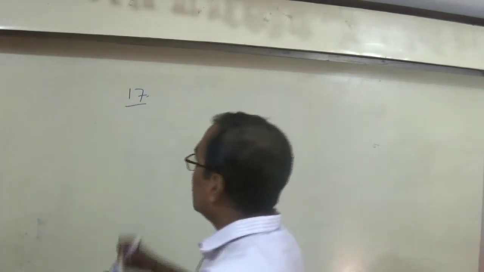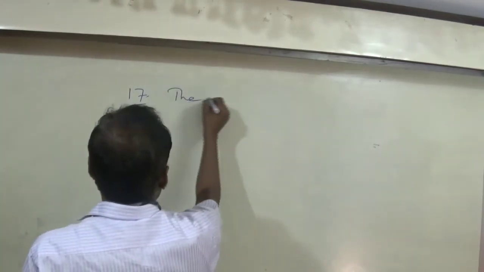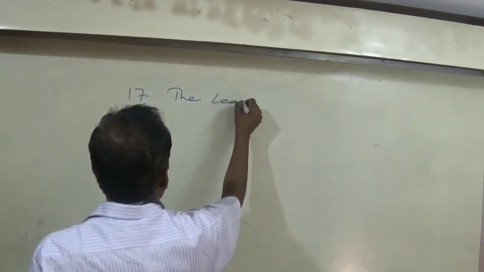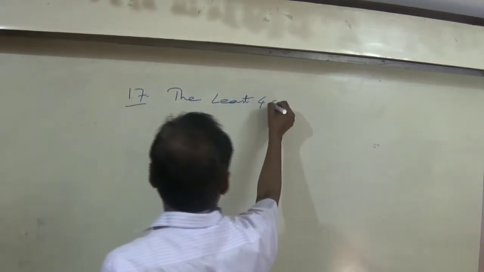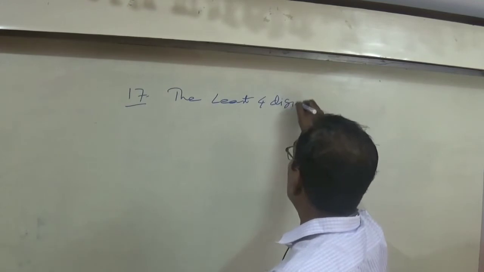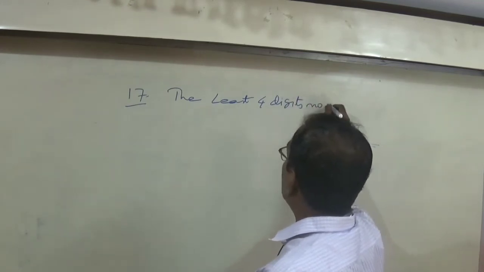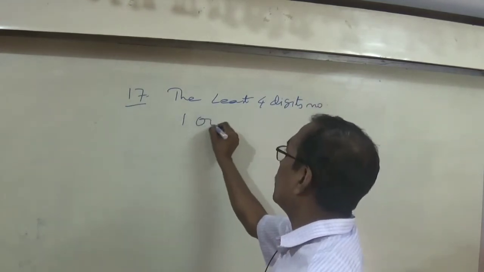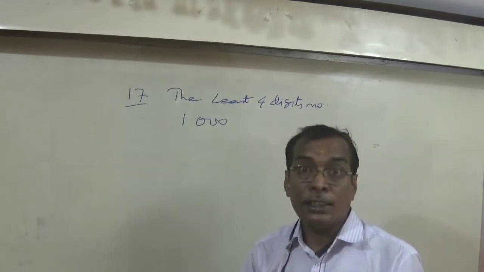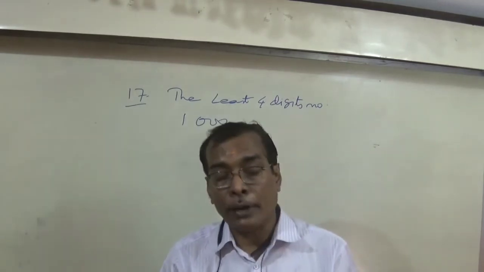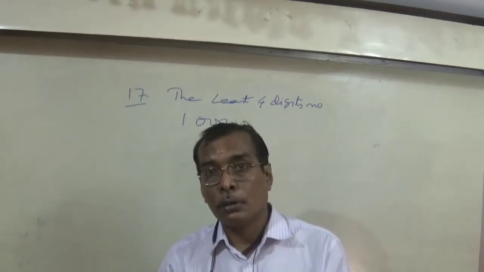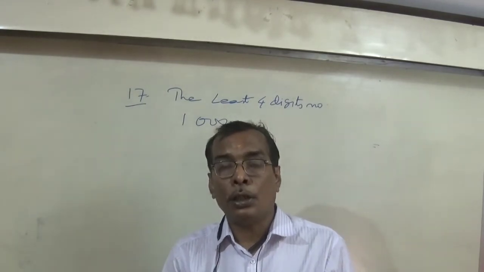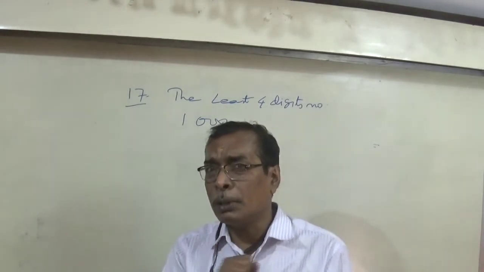What is the least 4 digits number? 1 followed by 3 zeros. Naturally, this is not a perfect square. So what is that number? Obviously, the least 4 digits number means this is the least.